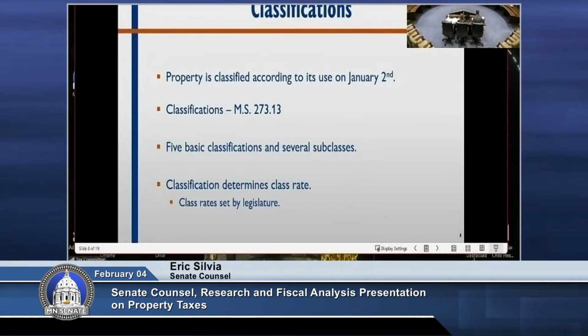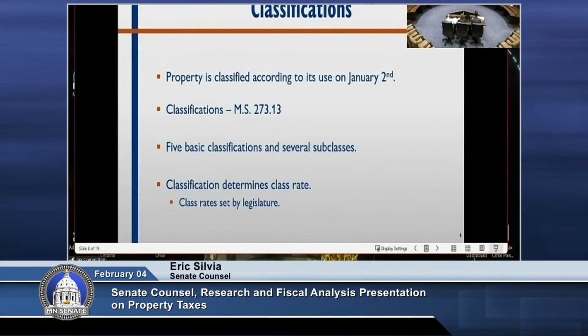In the next slide, Mr. Chair and members, is talking about property tax classifications, which is sort of a fundamental component of the property tax system. Minnesota's Constitution contains what is often referred to as the uniformity clause, and that allows different classes of property to be taxed at different rates. So while there are several different classifications and classification rates, within each class each property must be classified at the same rate.